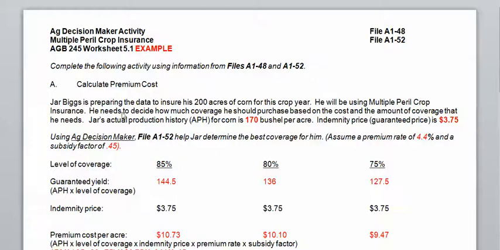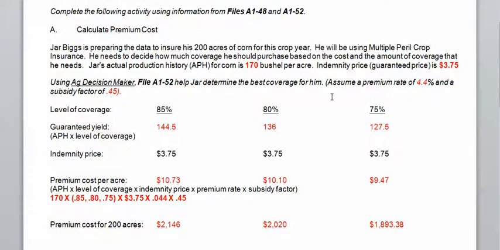Jar Biggs is preparing the data to insure his 200 acres of corn crop. He will be using multiple peril crop insurance. He needs to decide how much coverage he should purchase based on the cost and the amount of coverage that he needs. Jar's actual production history, or APH, for corn is 170 bushels per acre. The indemnity price, or guaranteed price, is $3.75. So we're going to help Jar determine the best coverage for him.